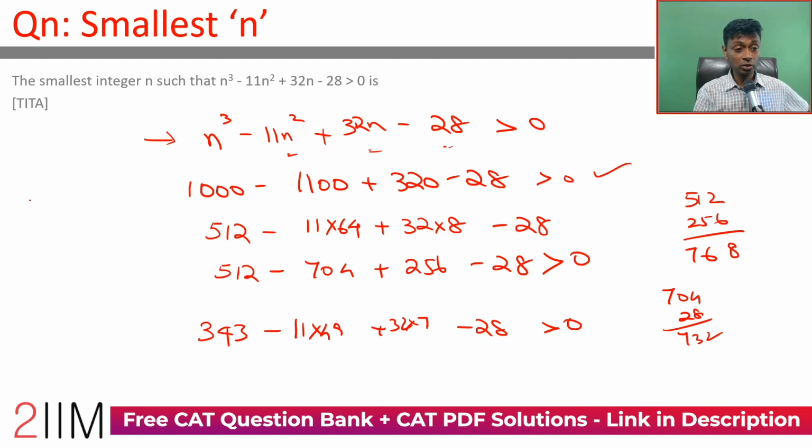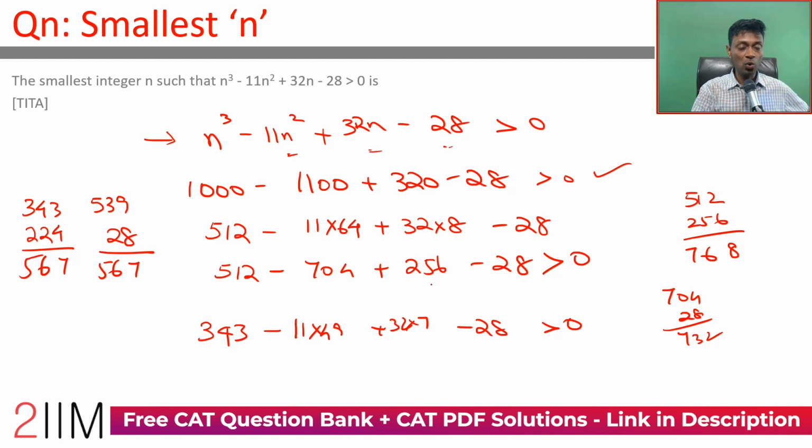539. So 343, 539, 28, 32 into 7: 7 2s are 14, 4, 1, 7 3s are 21 plus 1, 22. Let's add these through. 3 plus 4 is 7, 4 plus 2 is 6, 567. I have a gut feeling this will be 567. So 7 is equal to 0. 8 works. An increasing sequence. So the smallest integer that works is 8.